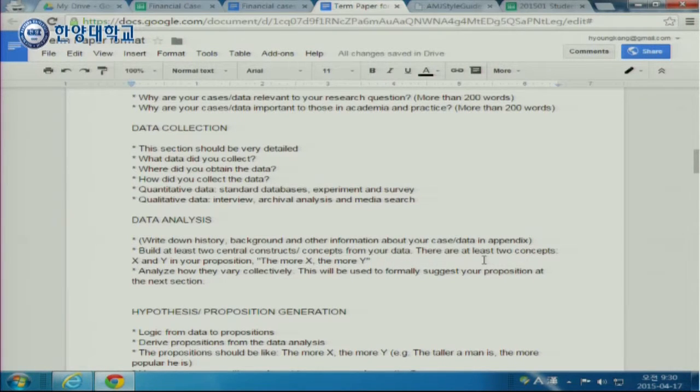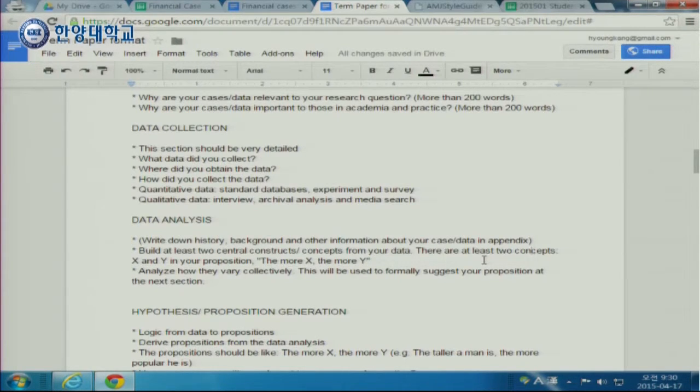So, do you understand what I'm saying? In your data, you come up with the two important concepts, find the variation in them, and then make a causal argument about the relationship. Done. So this is the pattern you find.